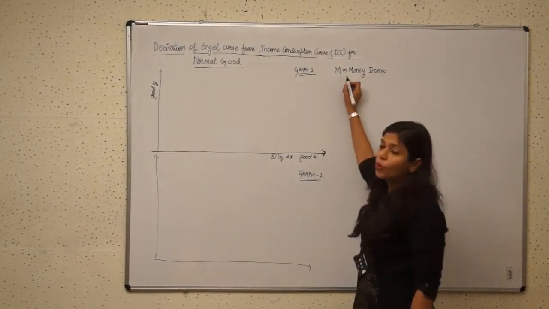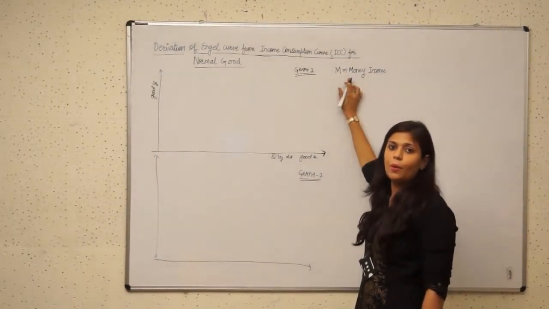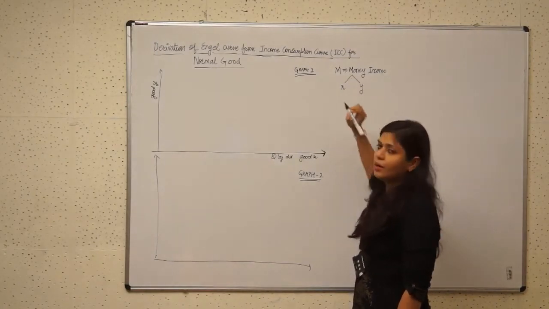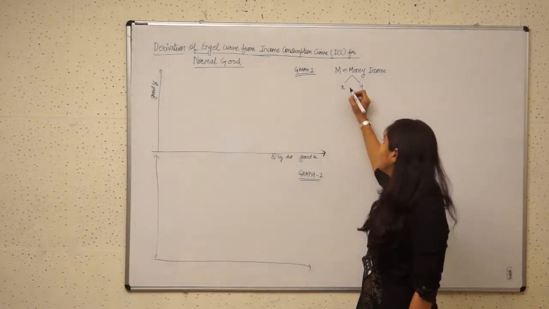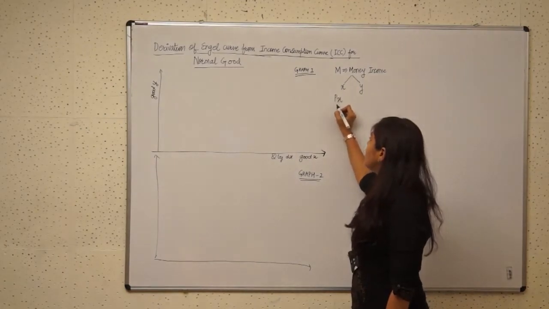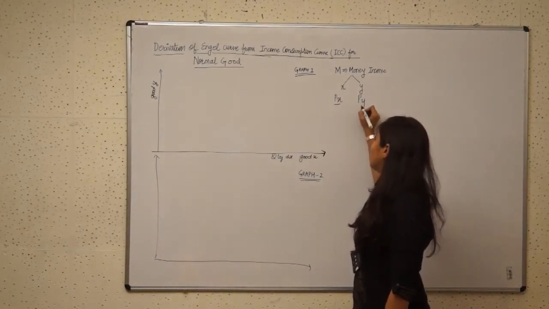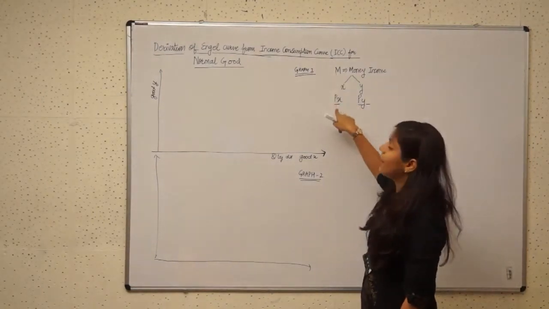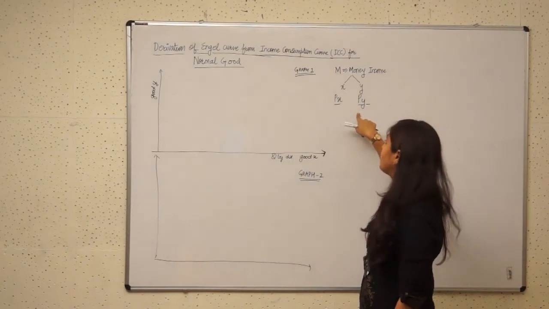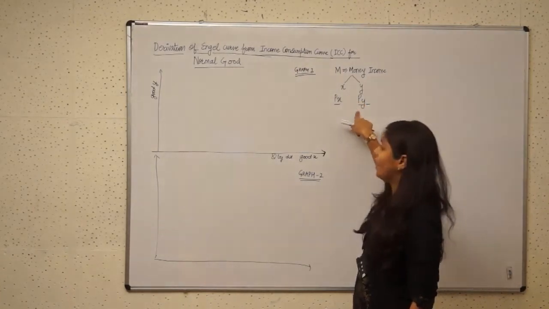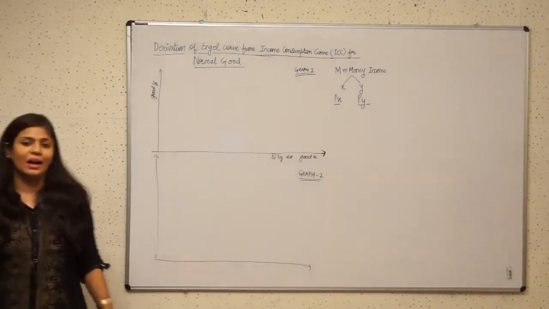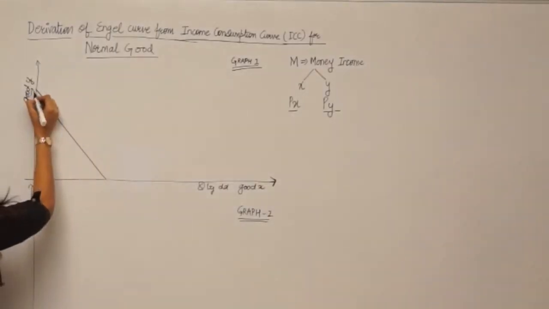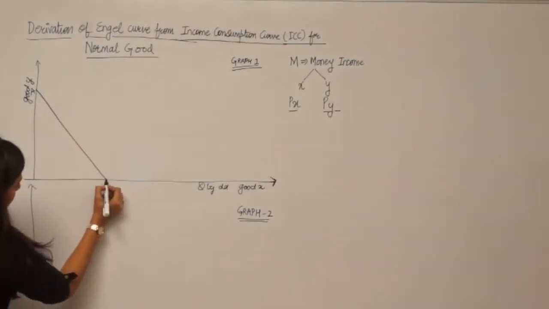The consumer is going to spend this entire money income on purchase of two commodities X and Y with no saving. The price of X is given to us as Px and the price of Y is given to us as Py. Given this money income and the prices Px and Py, we are going to get a budget line AB.